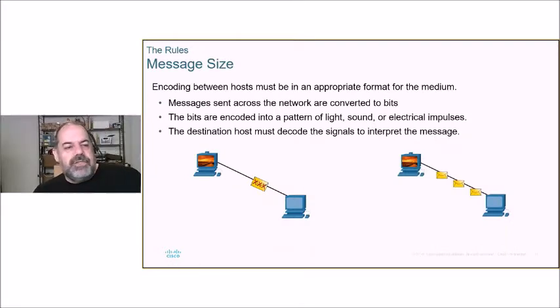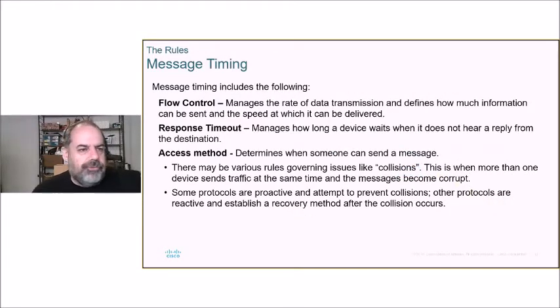Okay, so message size, encoding between hosts must be in an appropriate format for the medium. Messages sent across the medium are converted into bits. The bits are encoded into a pattern of light, sound, or electrical impulses. The destination host must decode the signals to interpret the message. I'm not sure why it's called message size here, but anyway, we're more talking about encoding than anything. When you're sending a message across copper cable, you need to agree on what kind of electrical signal means a 1 and what kind of electrical signal means a 0. And the same with optics with light, and the same with what you do with the frequencies when it comes to wireless or other waveform manipulation.